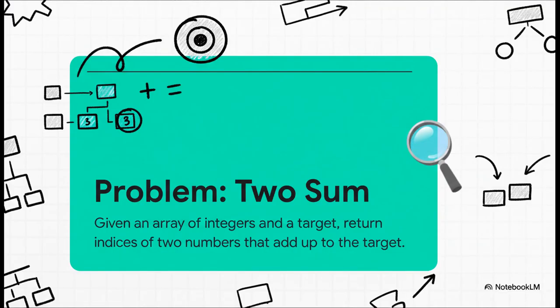And we're going to start with an absolute classic. You've probably seen it before. Two Sum. It's simple, right? You get an array of numbers, you get a target number, and you just have to find two numbers in that list that add up to the target. Sounds easy, but the how is what matters.